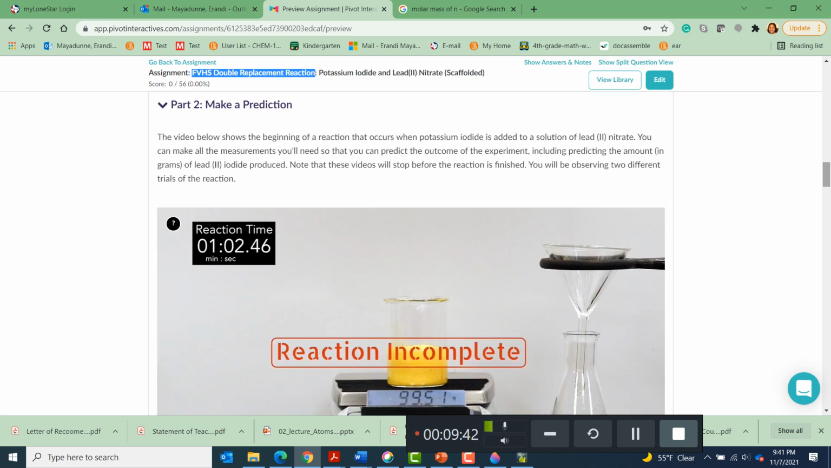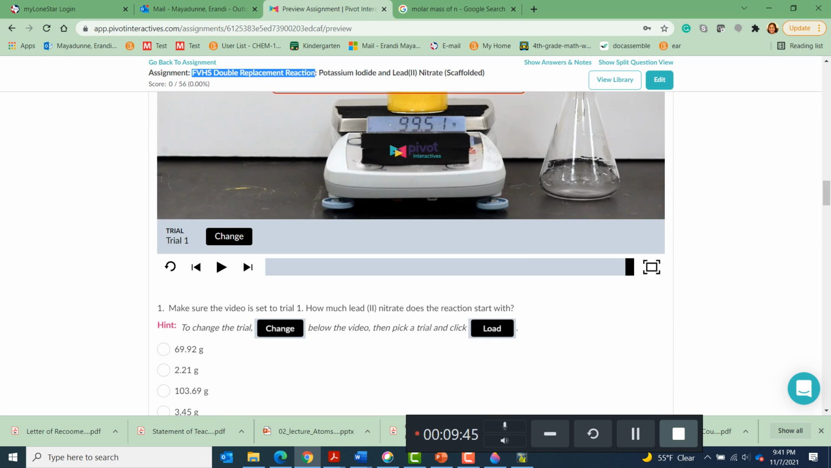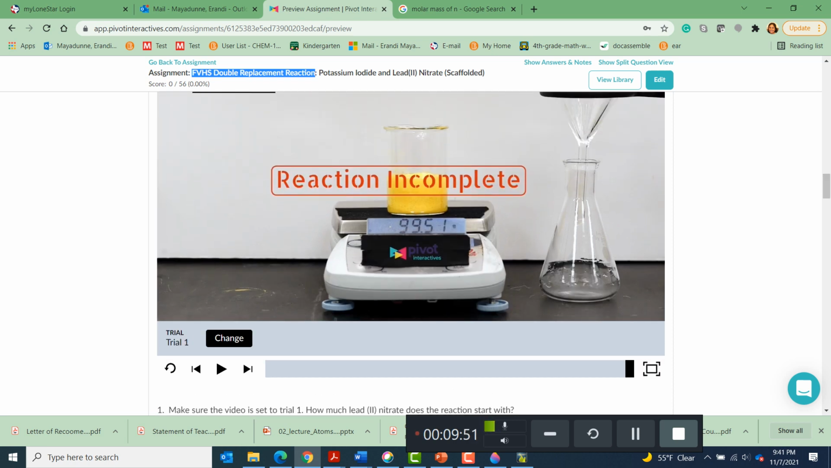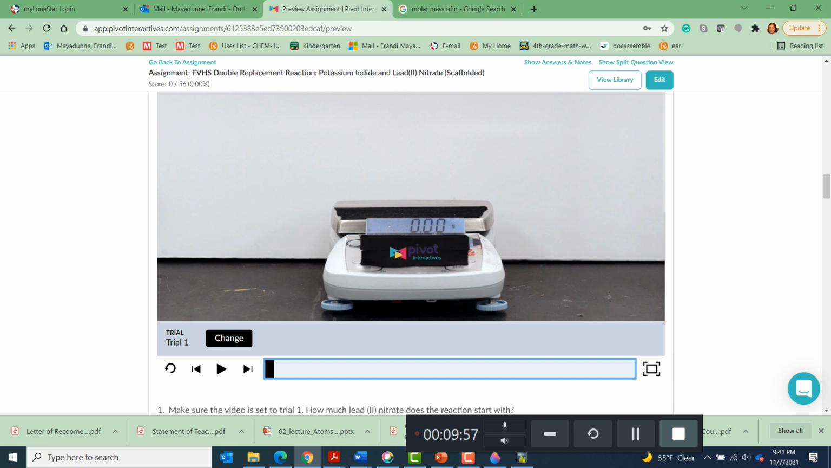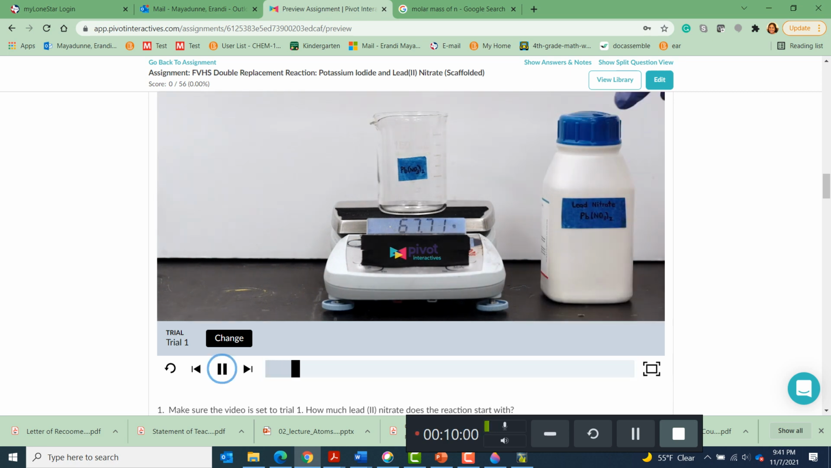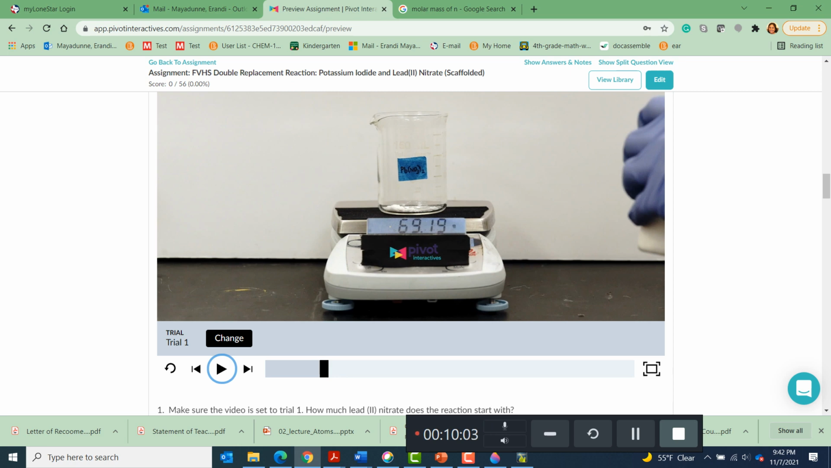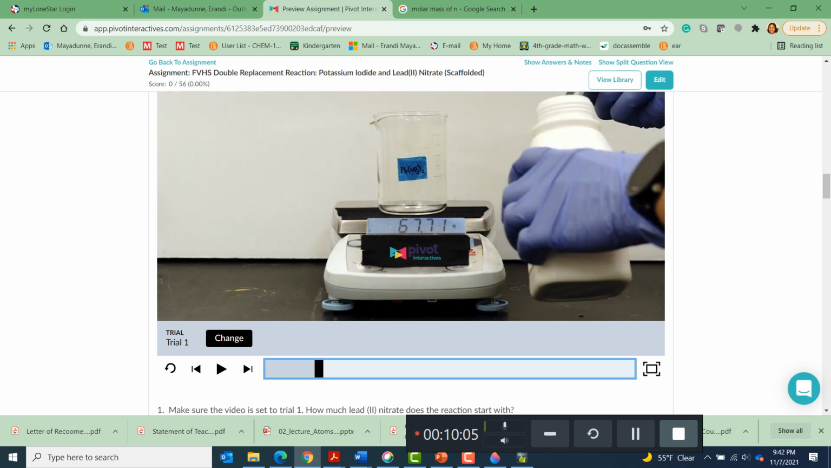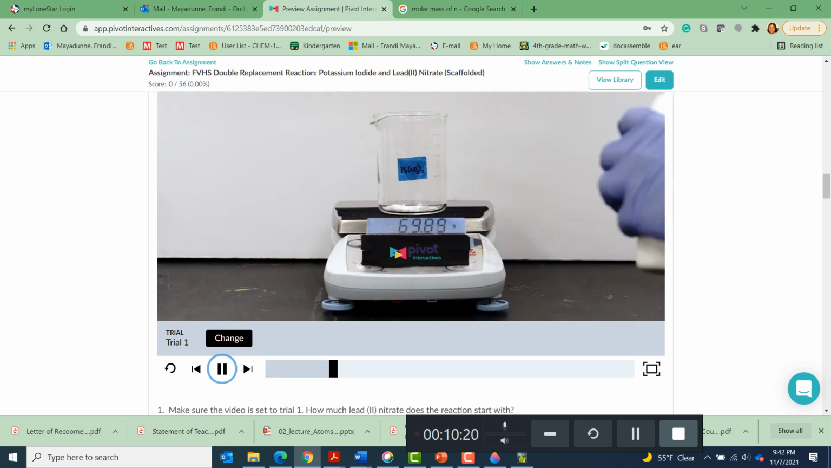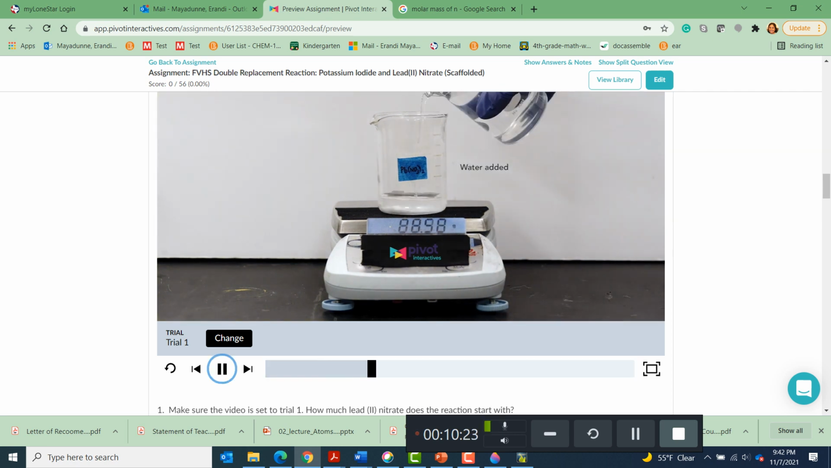So then I'm going to do the part of making the prediction. Let me run this one really fast. For the trial, I think I have to start from the beginning. Let me go with trial 1. You see the empty beaker is 67.71. You need to record that because they add to the empty beaker. So you need to know the weight of the empty beaker, 67.71.